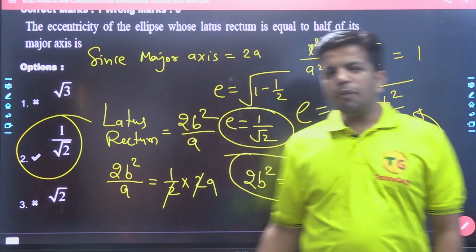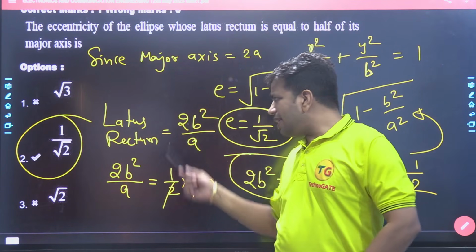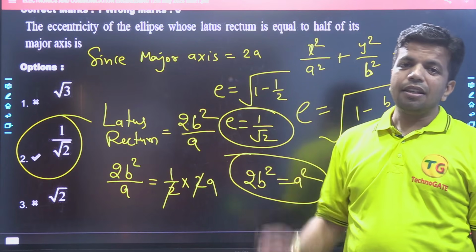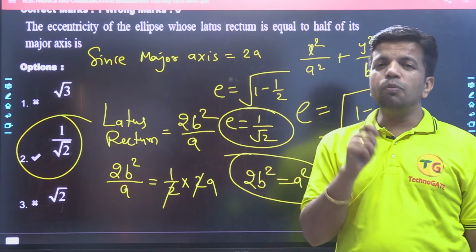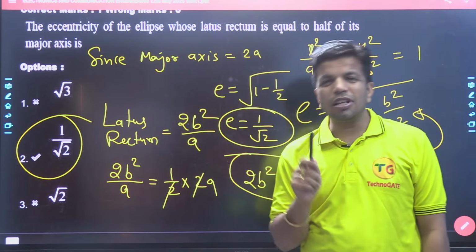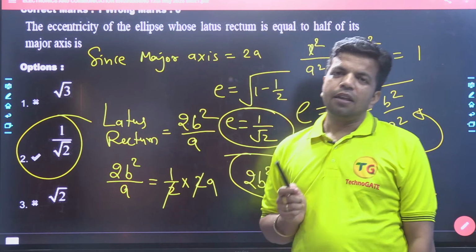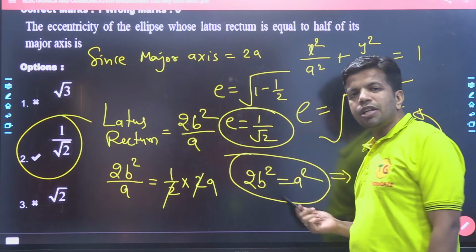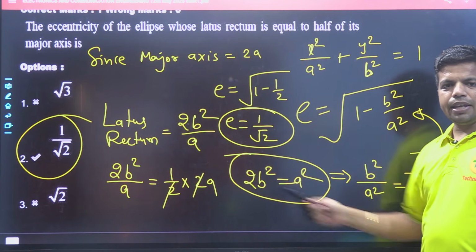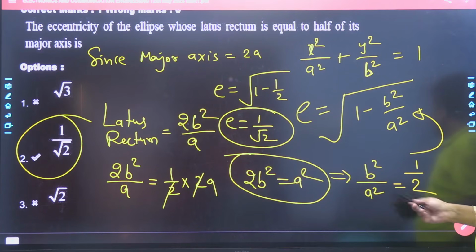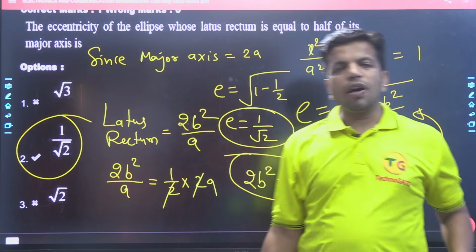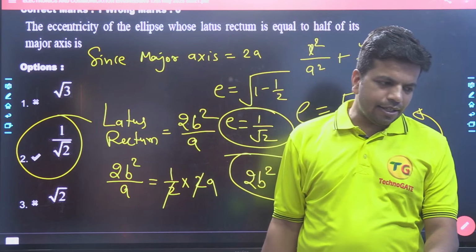So with the help of this relationship, latus rectum is half of its major axis. The formula for the latus rectum is 2b square by a, and half of its major axis means 1 by 2 into 2a. With the help of that we can make this equation 2b square equals a square. So we can say that b square divided by a square is equal to 1 by 2. Now put that value in the eccentricity formula. You got the answer 1 by square root 2. That would be your eccentricity. Got it?